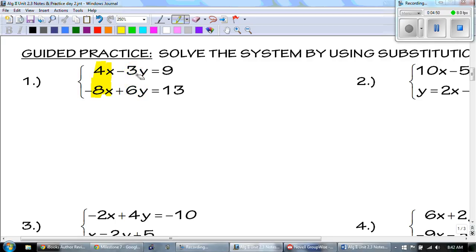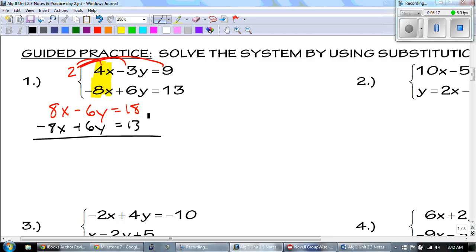I'm going to cancel out my x's because I know I can multiply the top by 2, and that'll make 8x, and it'll cancel out. So 2 times 4, we get 8x minus 6y. 2 times 9 is 18. Now the bottom equation stayed the same.